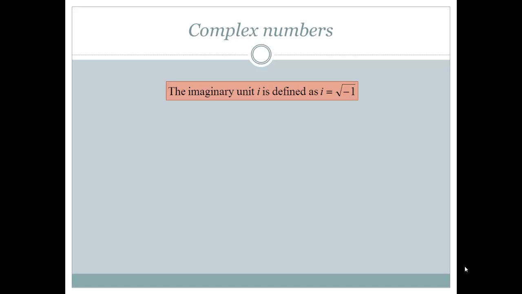This video is going to give you an introduction to complex numbers. We're going to look at what it means for two complex numbers to be equal. We're going to look at how to add and subtract complex numbers and finish up by looking at how to multiply complex numbers. But first we've got to define really what a complex number is, and to do that we need to understand this imaginary unit i.